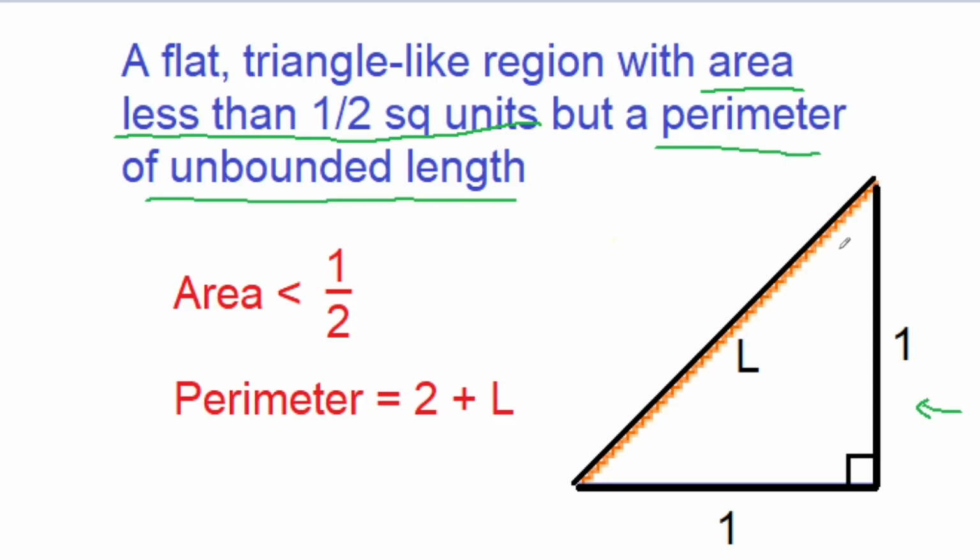Because the triangle-like region is inside the right triangle of sides 1, its area is less than the area of the triangle, which is simply 1 times 1 divided by 2, or 1/2. The perimeter, of course, is 1 plus 1 plus the length of this curve, which is L, and that can be arbitrarily large. So we have a finite area and unbounded perimeter in this case.